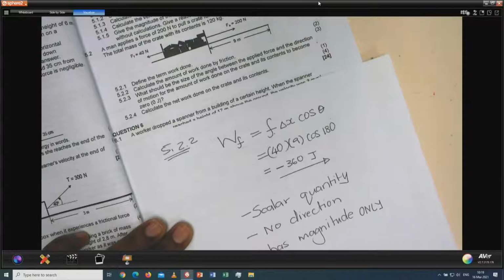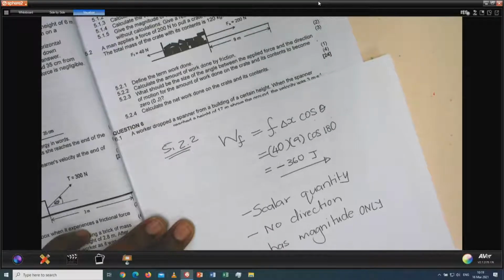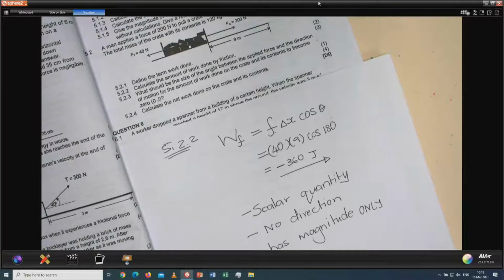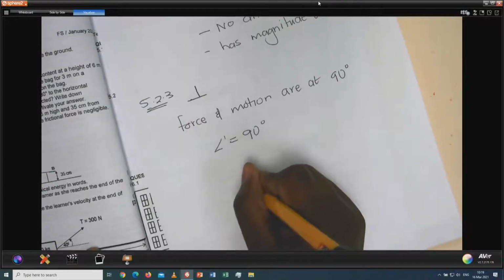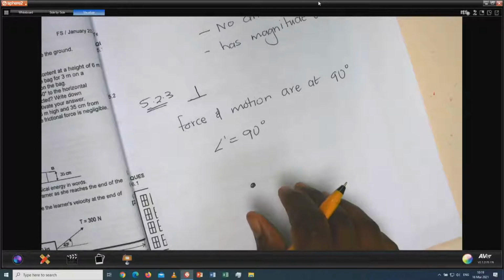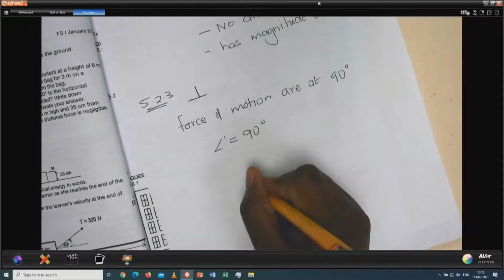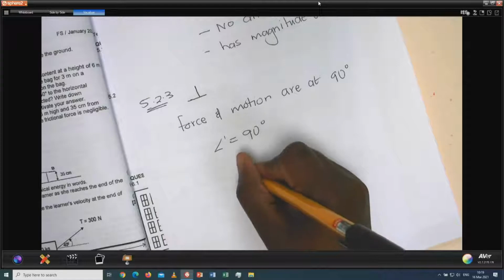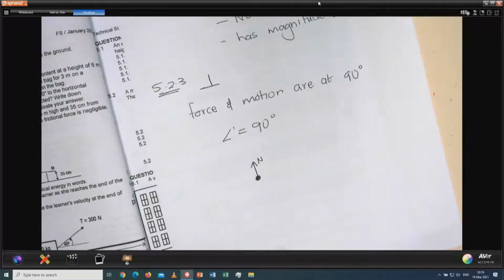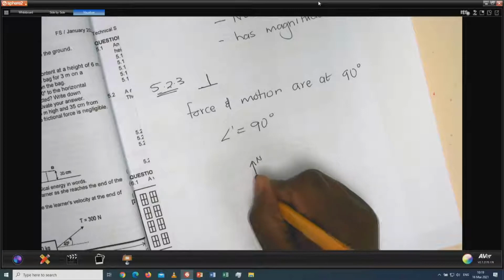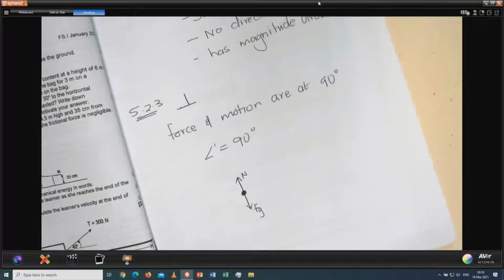Then 5.2.4. Calculate the net work done on the crate and its contents. A free body diagram is important again. The object is resting on a surface. That means the surface is exerting a force on the object because they are in contact, and this force is perpendicular. Then the weight, the force with which the earth pulls an object on its surface to its center.